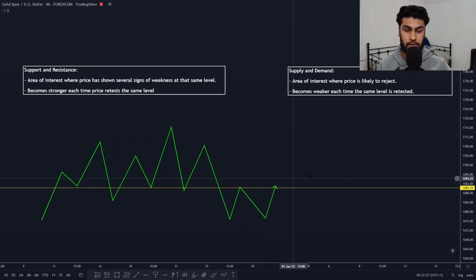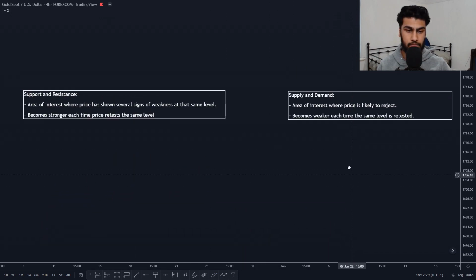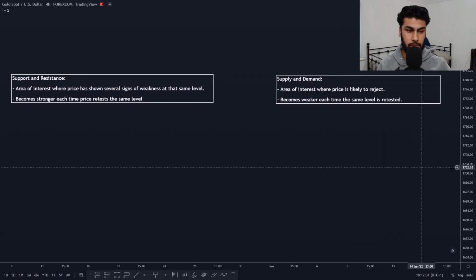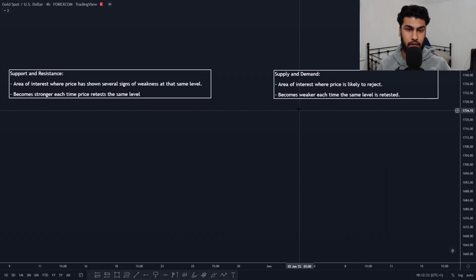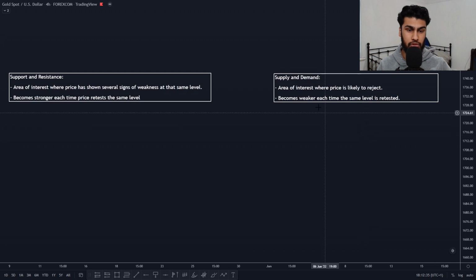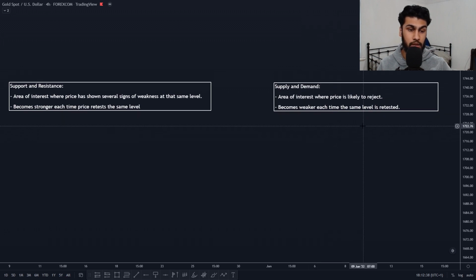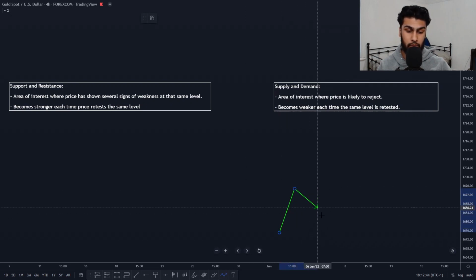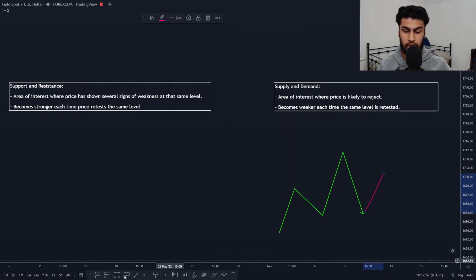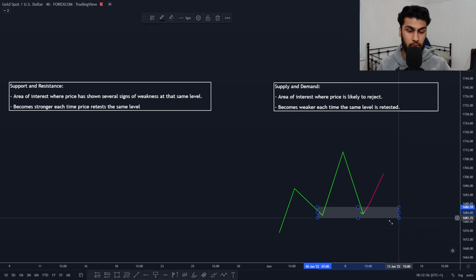Whereas if you look at supply and demand, it's an area of interest where price is likely to reject and become weaker each time the same level is retested. So again, showing you a theoretical example, if we have price in an uptrend, once price comes back into this level, we're expecting a reaction back up. Why are we expecting a reaction back up? Because this level over here would be our level of demand.